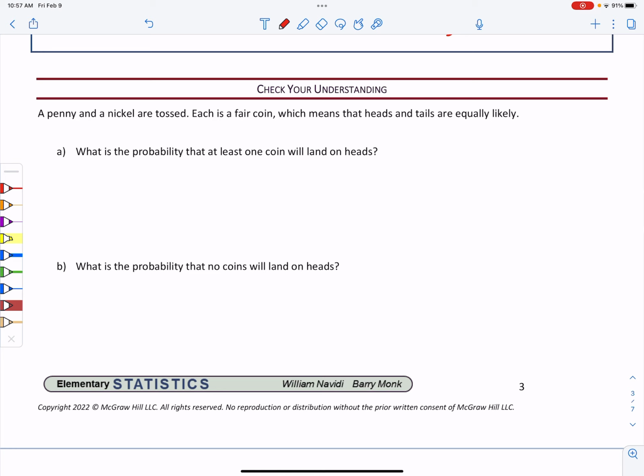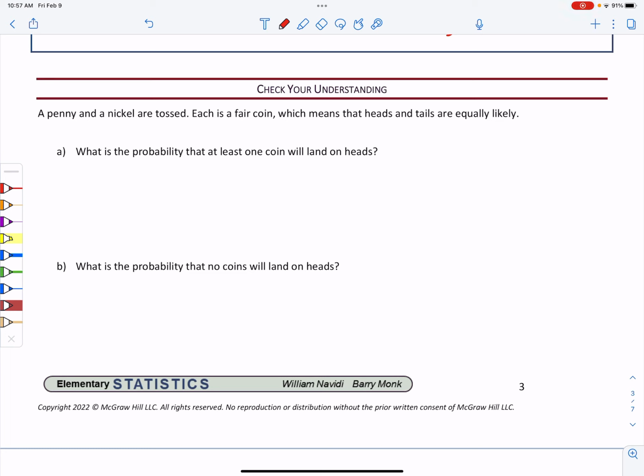All right. I want you to try this one on your own first. You're going to be using the information from the previous example where we wrote the sample space. And so I'd like you to pause the video, try it yourself, see what you get, and then come back here and check with my solution.